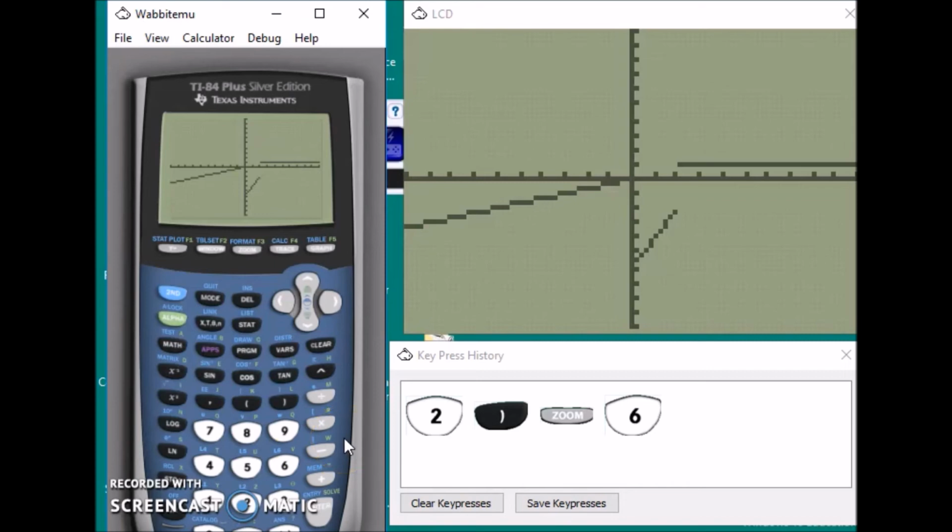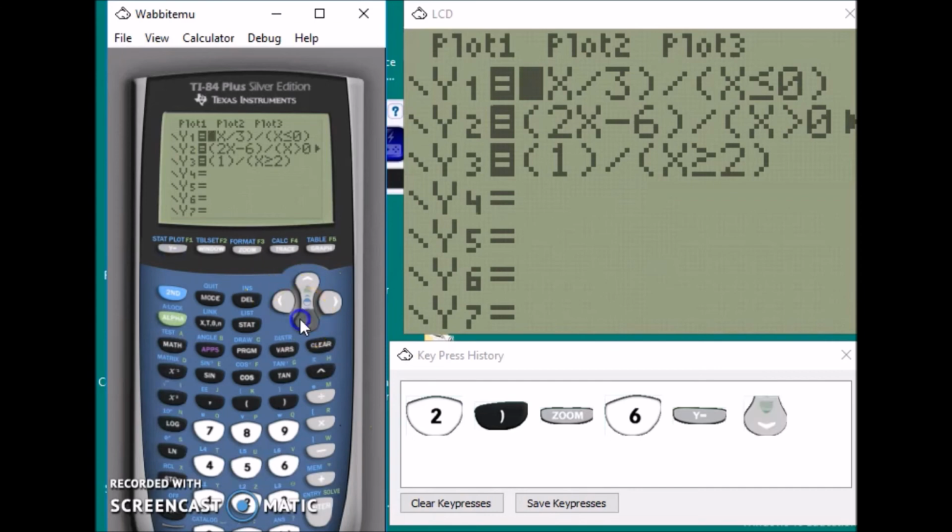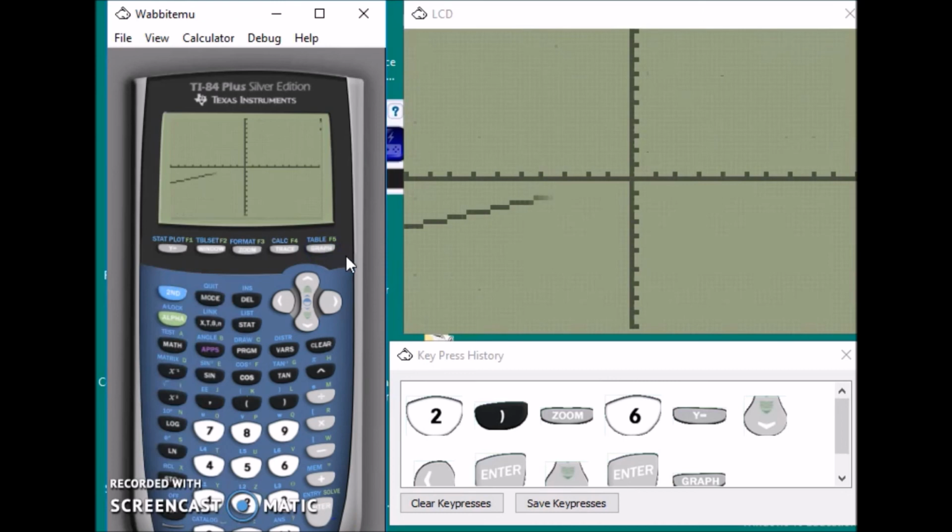Now, just to give you an idea, you can also graph those separately, right? Go over the equal sign, unhighlight it, and it'll graph each part separately. Does that make sense? So at least it gives you a visual how to get a piecewise function.